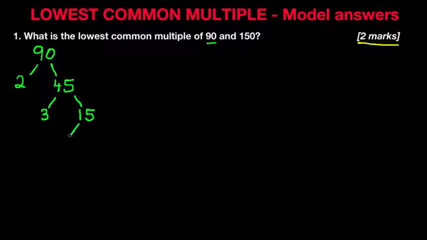Now 15 cannot be divided by 2, but it can be divided by 3. 15 divided by 3 is 5. And because 5 is also a prime number, we have reached the end of the factor tree for the number 90. We're going to circle all the prime factors. Basically, all the prime numbers, when multiplied together, give us 90.